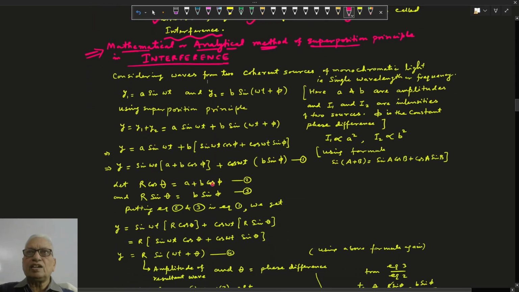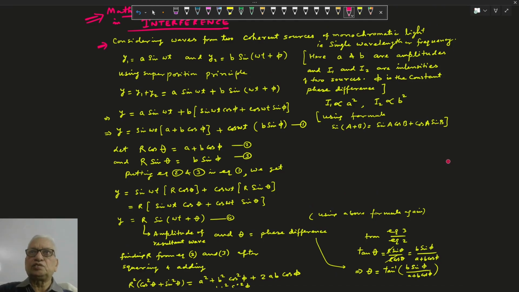So mathematically, let us consider two waves from two coherent sources of monochromatic light, that is, of a single wavelength or single frequency. Taking the two waves, y1 is equal to a sin omega t and y2 is equal to b sin (omega t plus phi), where y1 and y2 are the instantaneous values. a is the maximum amplitude of wave 1 and b is the amplitude of wave 2, and phi is the phase difference between the two, which is constant. So y1 and y2 are coherent sources, the phase difference being constant.